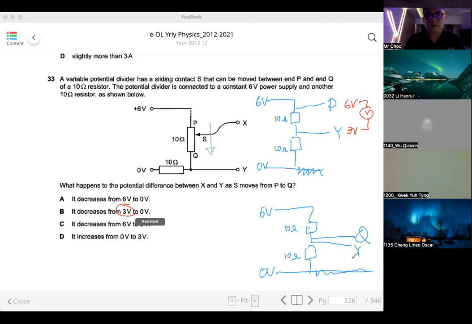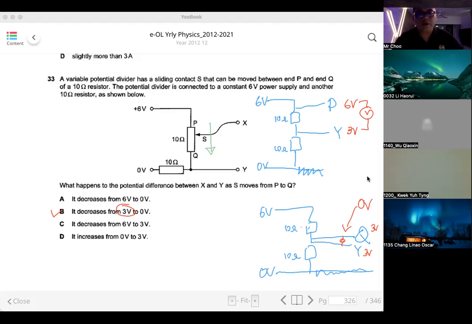Then your Y here is still at 3 volt, but your X has moved from P to Q, which is all the way below here. So your Q here is also 3 volt. Thus, if I were to put a voltmeter in between, this voltmeter will show 0 volt. Is that clear? Okay, and therefore the answer for this is B. Okay, Bei Kuan, Oscar, and Ryan, do you understand my explanation?